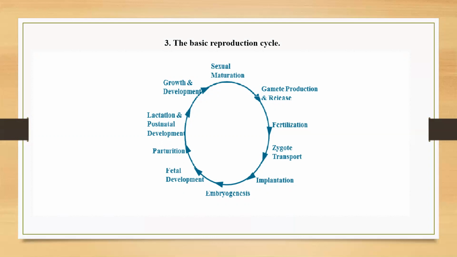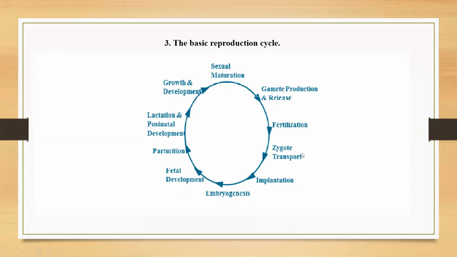Human fertilization is the union of the human egg, that is the female gamete, and the sperm. It occurs in the fallopian tube, and the region in which fertilization occurs is called the ampulla. The result of this fertilization is the zygote, which initiates prenatal development. Next is zygote transport.